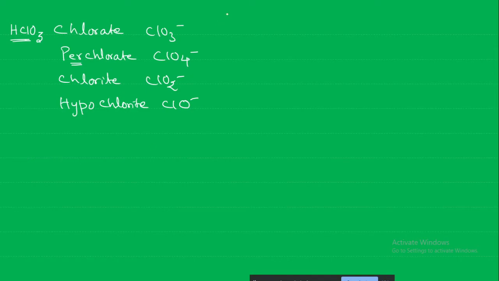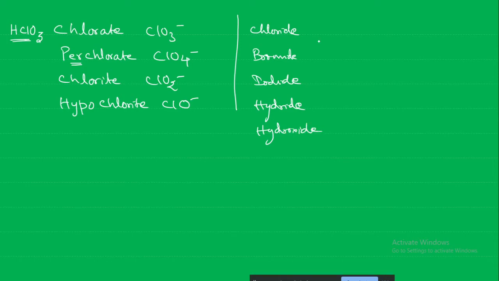Next, coming to the easy part: chloride, bromide, iodide, hydride, hydroxide. Tell me, chloride, bromide, iodide: Cl minus, Br minus, I minus. Hydride is H minus. Hydroxide is OH minus.